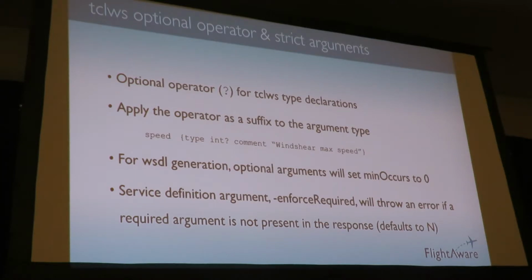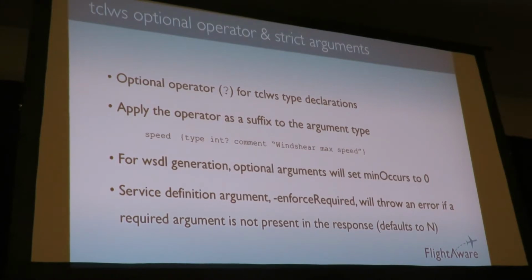So the other thing we added in tclws is this optional operator. Again, what we found with some of our testing was that the SOAP clients especially were really picky about whether, if you had a min occurs of 1, it was going to throw an error if that wasn't included. It wasn't all of them, but it was enough that we thought it was worth addressing. So we added this optional operator for your type definitions.